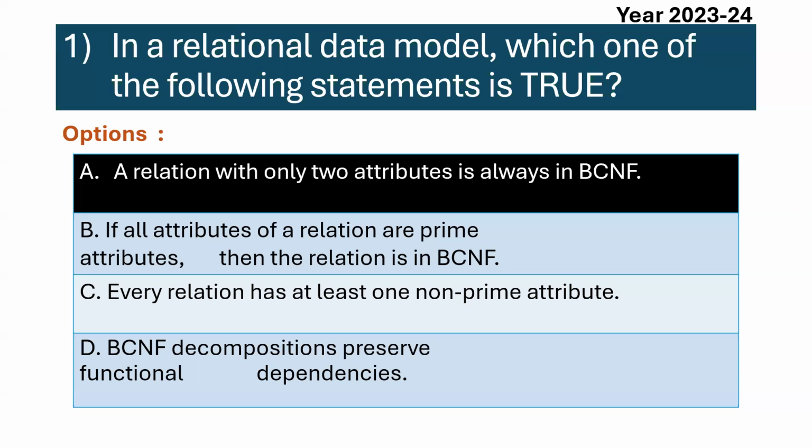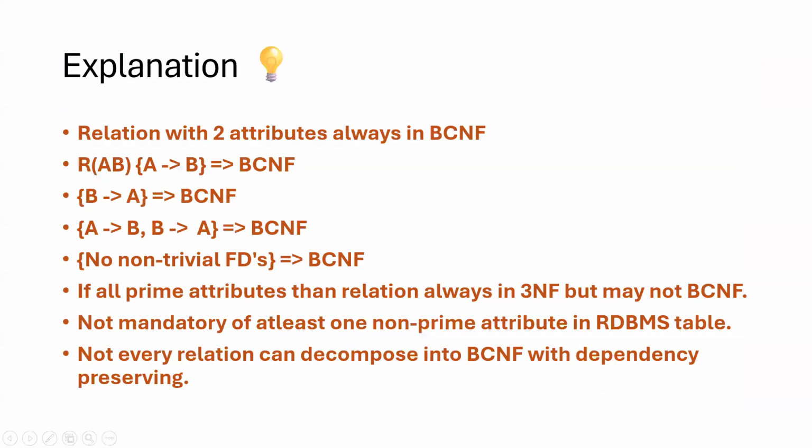So here A will be true. Any relation with two attributes is always in BCNF. And if all attributes are prime attributes, then the relation is always in 3NF, but it may or may not be in BCNF.